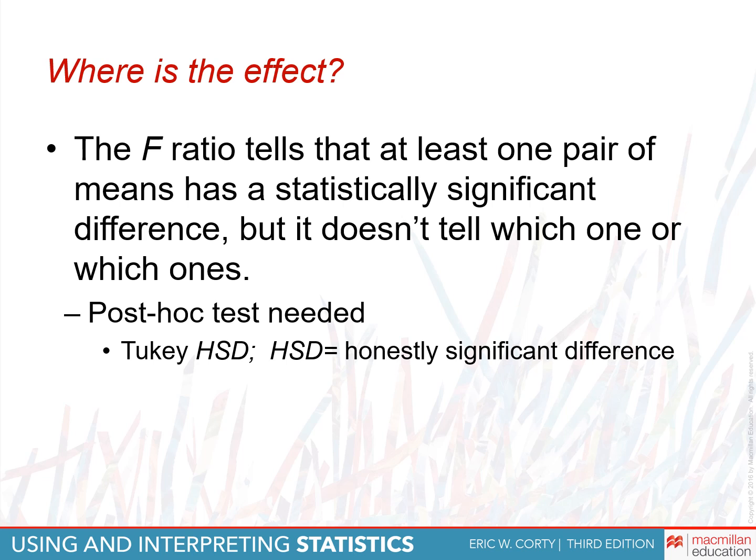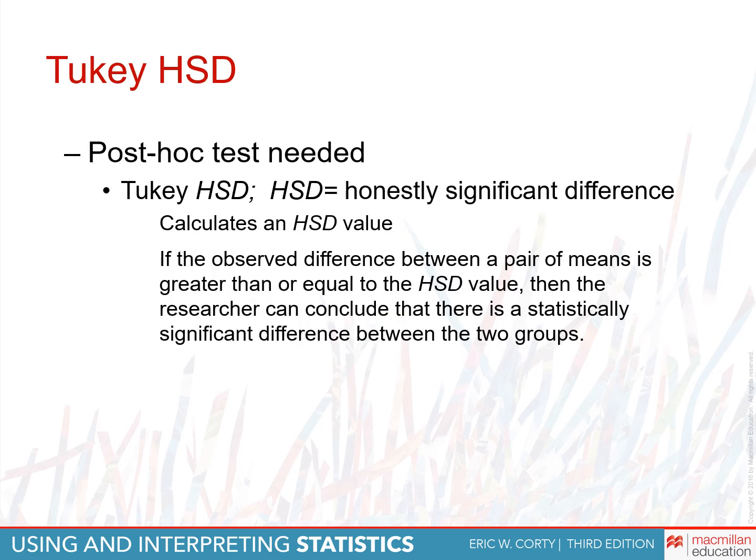All right, so now we want to determine where the effect is. So remember, with our hypothesis test, we said that at least one of the means is different from the other two, but we don't know which mean is different. And so we have to do something called a post hoc test. The test that we use is called Tukey HSD, where HSD stands for honestly significant difference. There's a lot of math involved in calculating the Tukey HSD, so I won't require you to do that by hand. You'll learn how to do it in SPSS, but I do care about you knowing how to interpret the HSD.